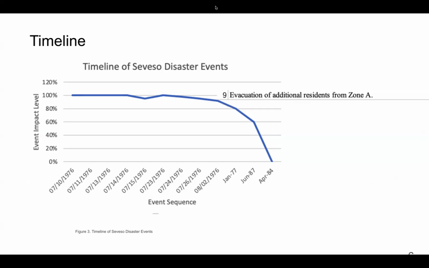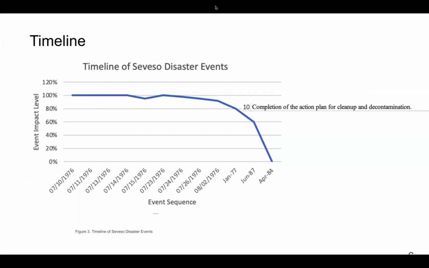On August 2, 1976, the evacuation of Zone A was finished. In January 1977, the government finished the action plan for cleanup. In June 1987, the government increased the special loan for cleanup from 40 billion lire to 115 billion lire. In April 1984, the government completed the cleanup of Zone A.